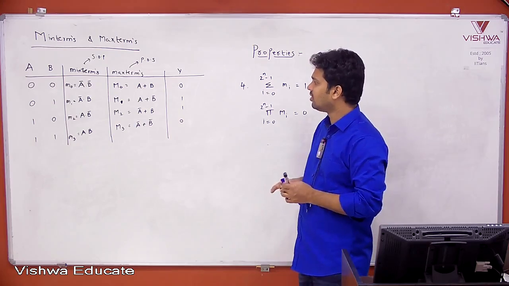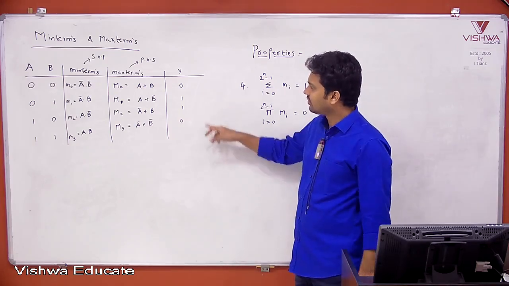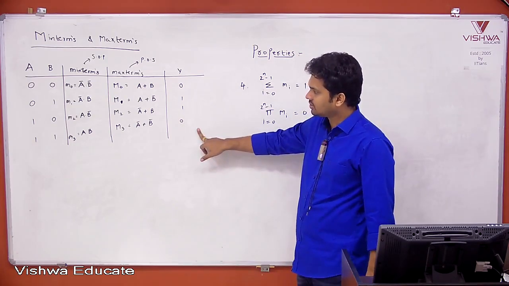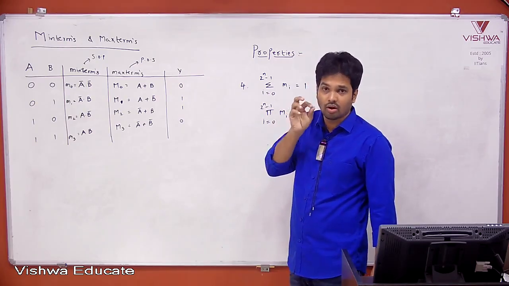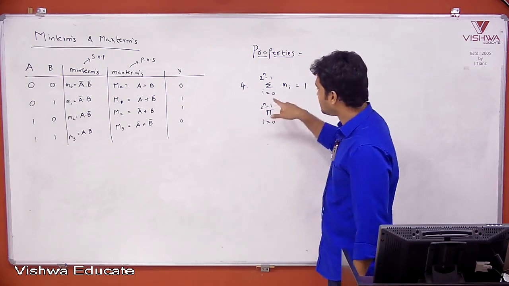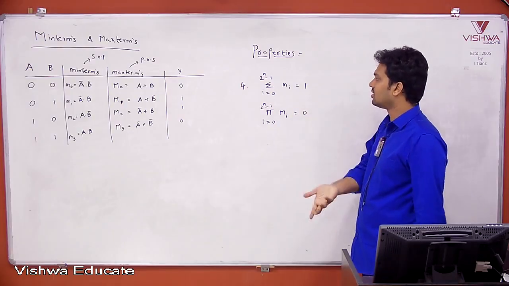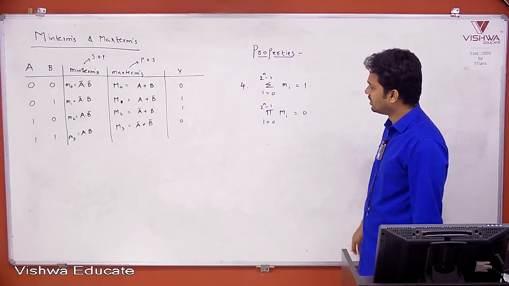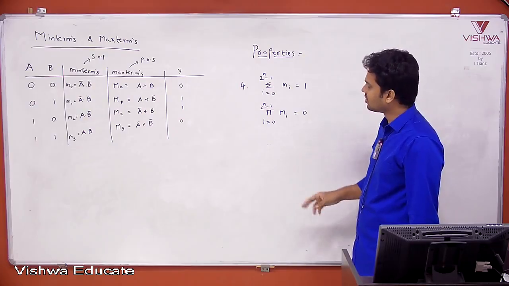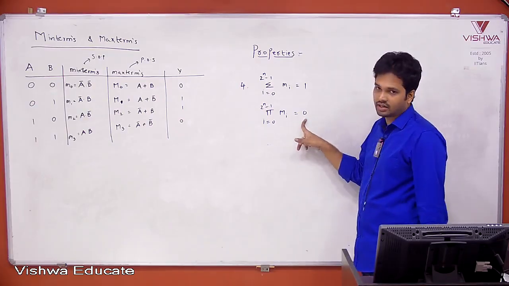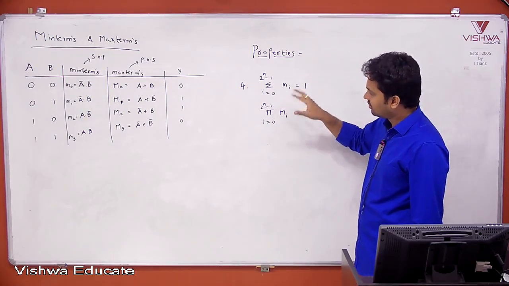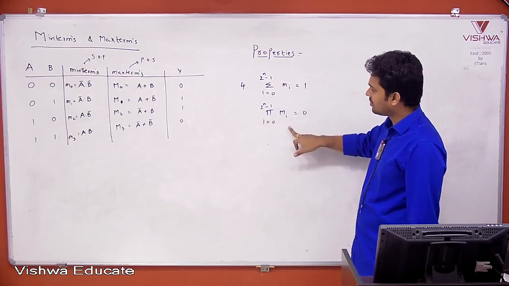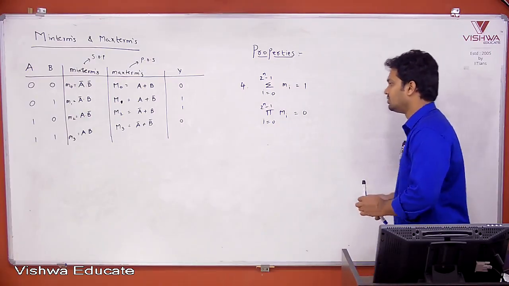What is the meaning of sum of all the minterms? Whenever your function is 1 for all input combinations, then the sum of all minterms is, what is that function? It is always 1, we can say. Suppose your function is 0 for all input combinations, then you can say the function is blindly 0. As always, sum of all minterms is 1, product of all max terms is 0. You can take that example.